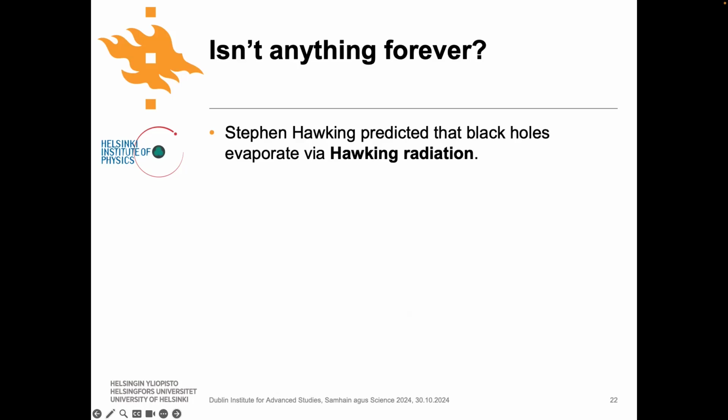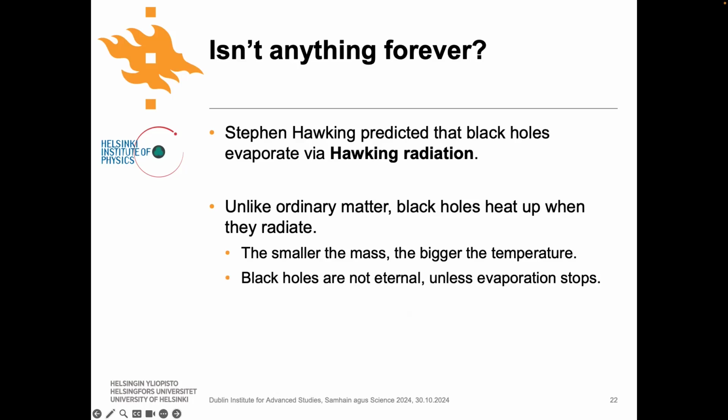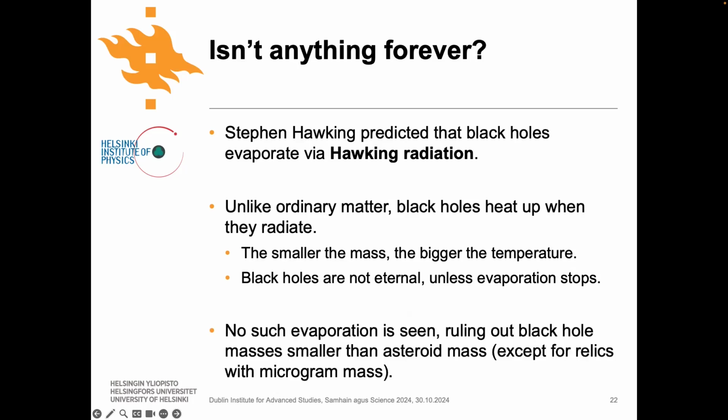Ordinary objects like a kettle, if a kettle is hot, it radiates heat and it gets colder. Not so for black holes. When black holes radiate, they get hotter. So this means that they get smaller, so they radiate even more, they get even hotter, and so on. So the smaller the mass, the bigger the temperature, and so black holes evaporate away in a finite time unless there's something to stop the evaporation. So the final stages of this black hole evaporation are very strong. You have this very strong radiation pulse, and again, this is something that is not seen.